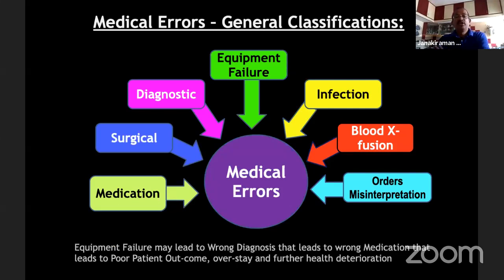Check the equipment failure. A diagnostic equipment or a lab equipment has failed. And when this lab equipment fails, what happens? It gives a wrong reading, and that gives a wrong diagnosis to the patient. And as a result, there is a wrong medication. You see? So see, equipment failure, where all it leads. This is as far as the diagnostic equipments are concerned.